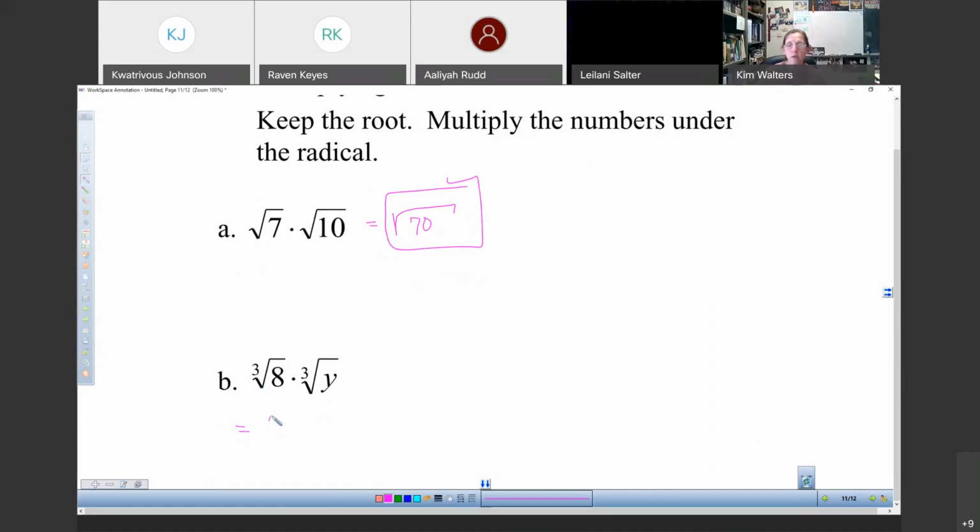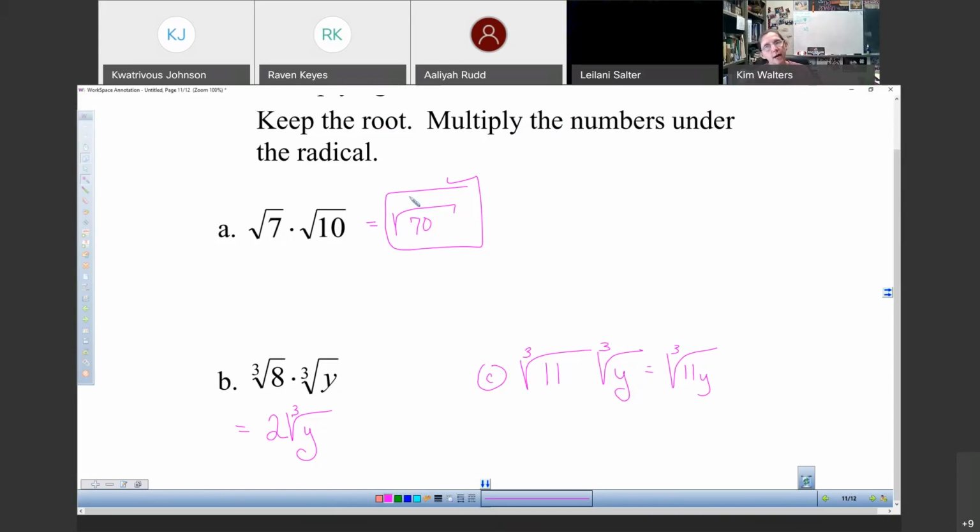So this actually becomes 2 times the cubed root of y, okay? Now, if I had, we'll come up with part C over here. If I had, let's say, the cubed root of 11 times the cubed root of y, this would become the cubed root of 11y. So I can do the same thing. As long as I have the same roots, I can multiply together what's underneath. But because I know what the cubed root of 8 is, I would simplify that.